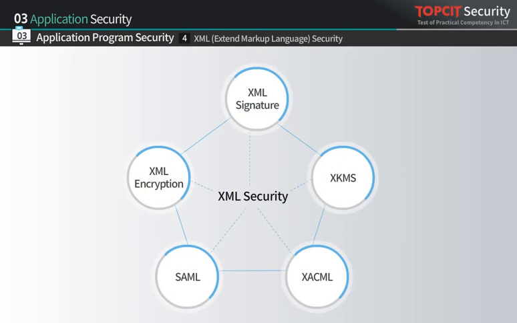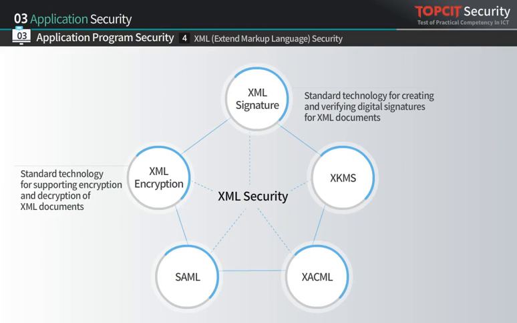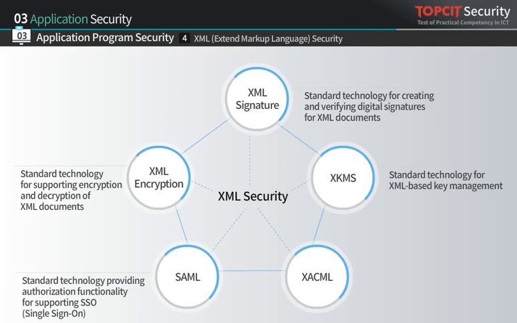Standard technologies that provide services such as XML documentation authentication, integrity, non-repudiation, access control, and encryption services include XML signature to create and verify digital signatures for XML documents; XML encryption to support encryption and decryption of XML documents; XKMS, for managing XML-based keys; SAML, which provides authentication function to support SSO; and XACML standard, for implementing access control of XML documents.